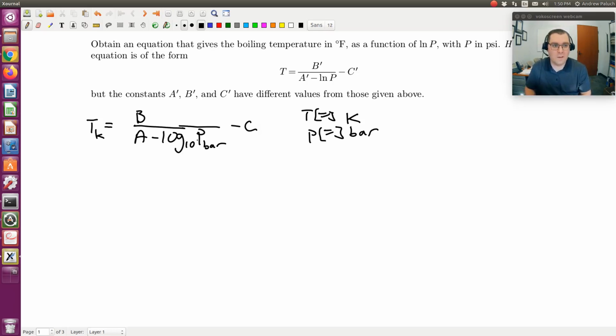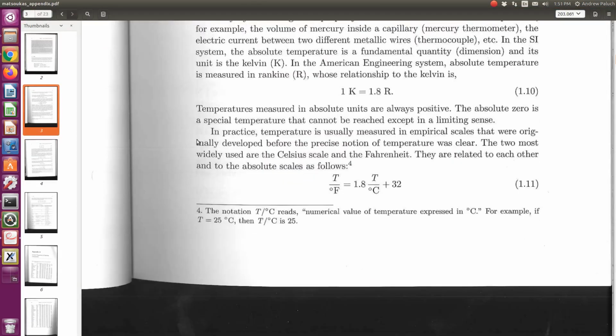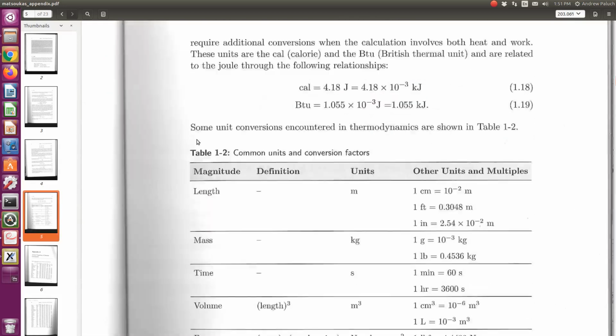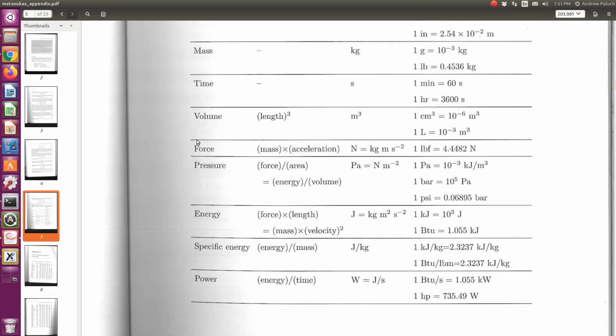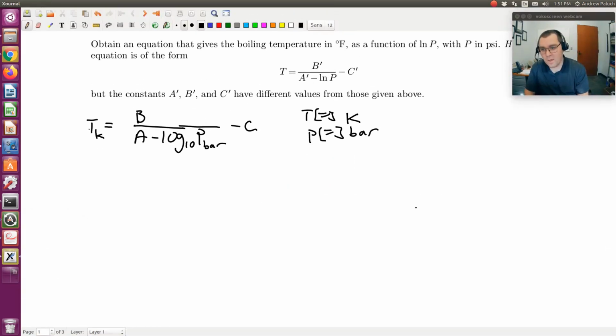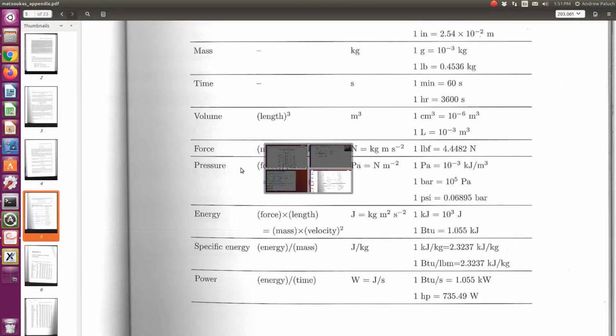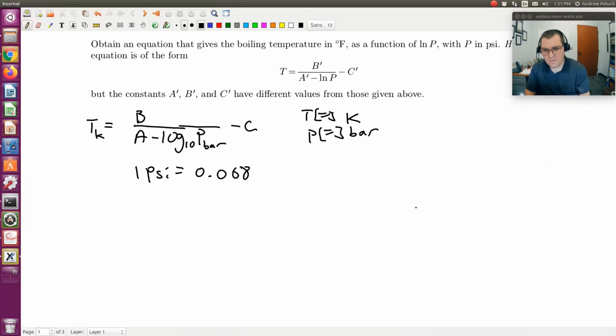Okay, so in order to do that, I'm going to have to look up my conversion factor. If I go to the scanned appendix, it's in chapter 1. So from table 1-2, when dealing with pressure, here we have the conversion right there. We're told that 1 psi is equal to 0.06895 bars. Okay, so kind of using the same notation of subscripts.